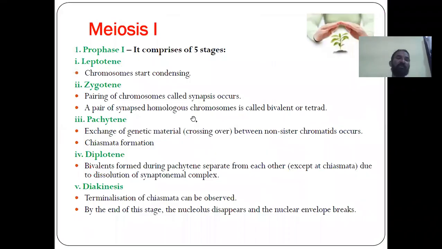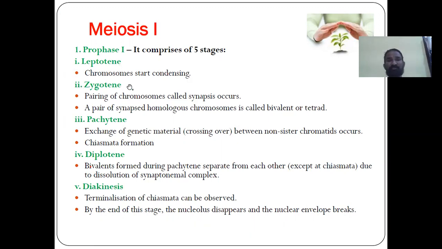Just to see here, prophase one comprises the five stages I already told you. What is the first stage? Leptotene. Here the chromosome starts condensing. The nucleus is enlarged, the nucleolus and nuclear membrane degenerate, and the long, slender chromosomes become condensed to form chromosomes.